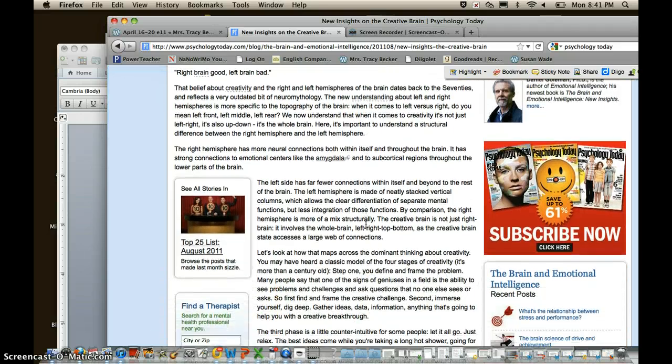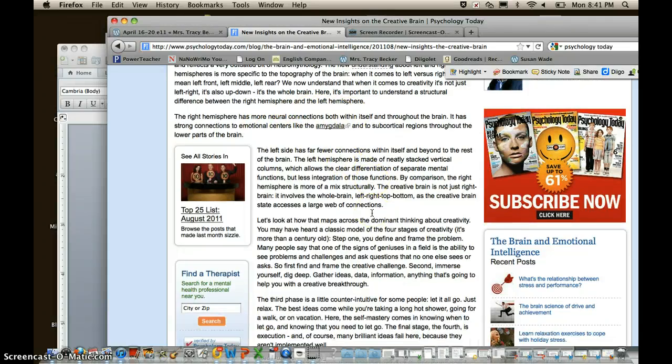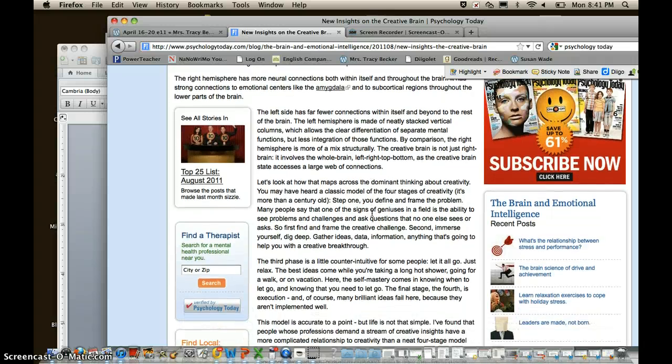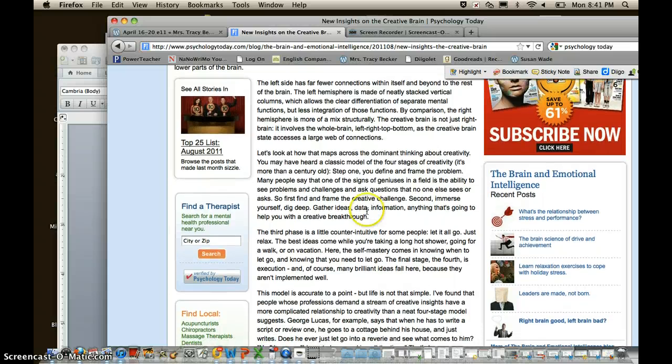Obviously I want to read through this whole article, but for time, I'm just going to skim here. Yes, okay, this is really what I'm looking at here. Let's look at how that maps across the dominant thinking about creativity. You may have heard a classical model of the 4 stages of creativity. Okay, that seems to be pretty important. I'm going to highlight that. Classic model of the 4 stages of creativity.